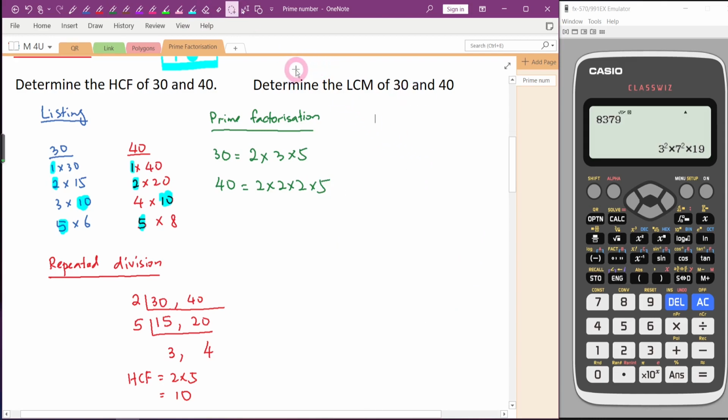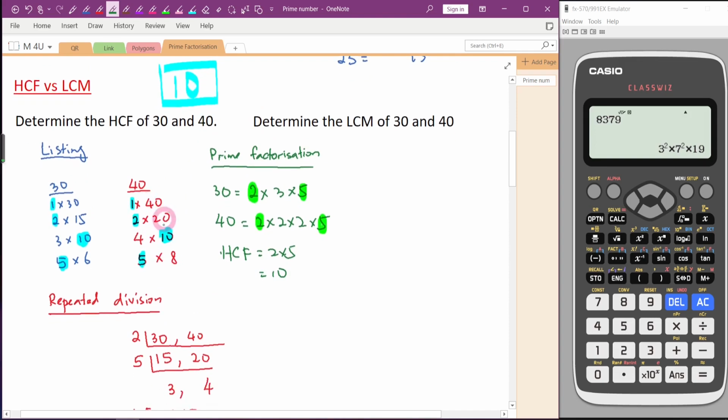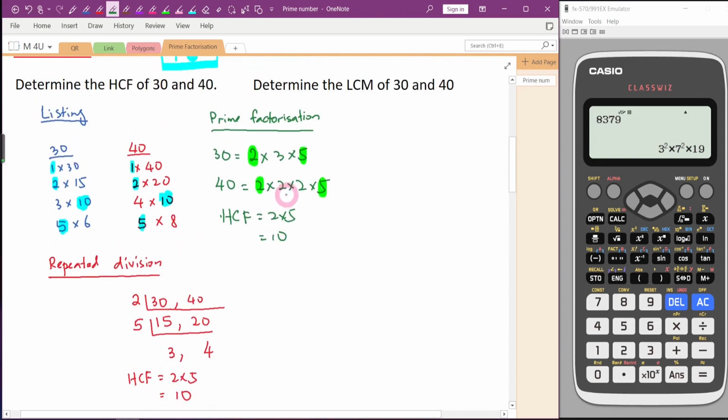Now we look at the common numbers. 2, 2, and we have 5, 5. So the highest common factor will be the multiplication, the product of these numbers: 2 times 5, which is equal to 10. You will notice that no matter what method you use, all will give you the same answer if you do it correctly. 10, 10, 10, and 10. Normally, we like to use this method.